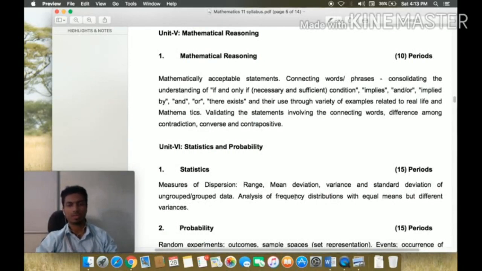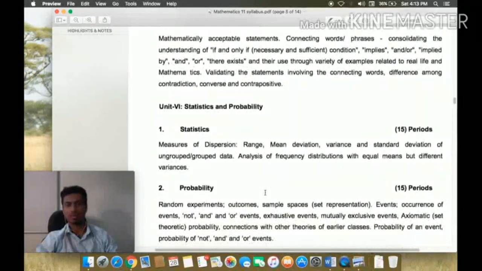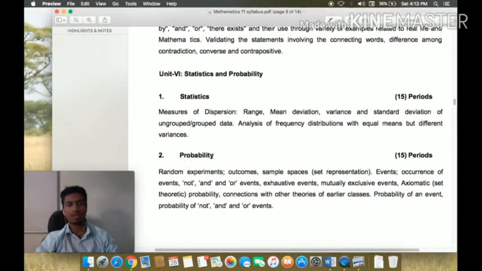Probability is a mixture of sets, your probability of class 10, as well as your permutations and combinations. So this is a mixture of those three chapters and needs to be done very nicely so that class 12's probability is understood very nicely.